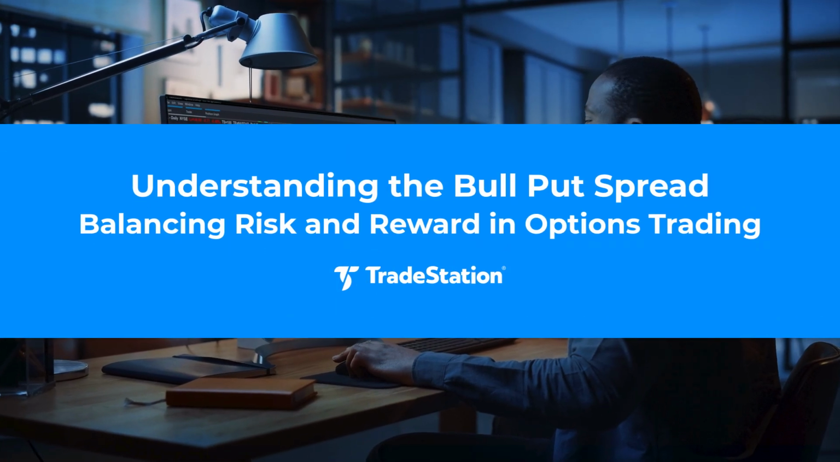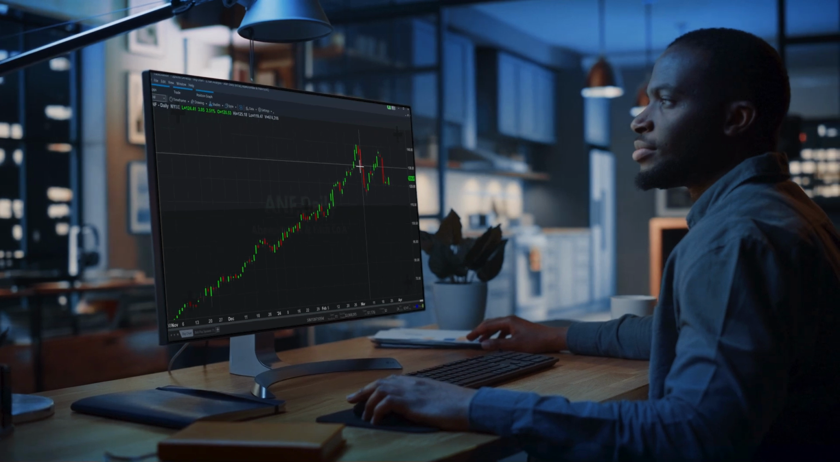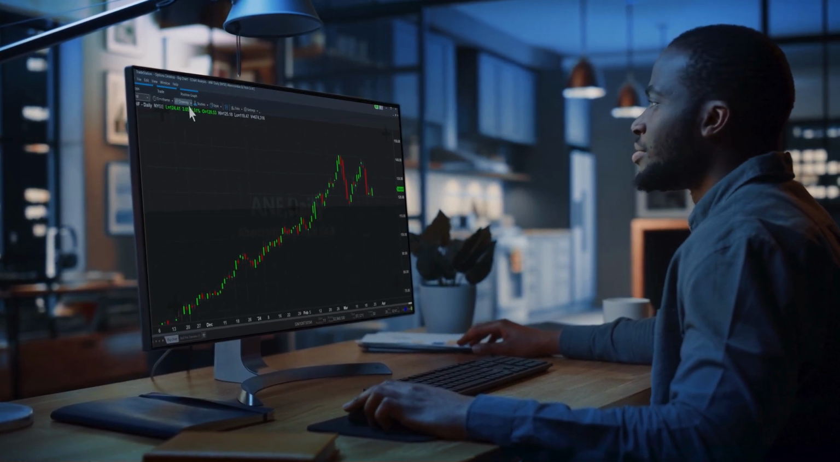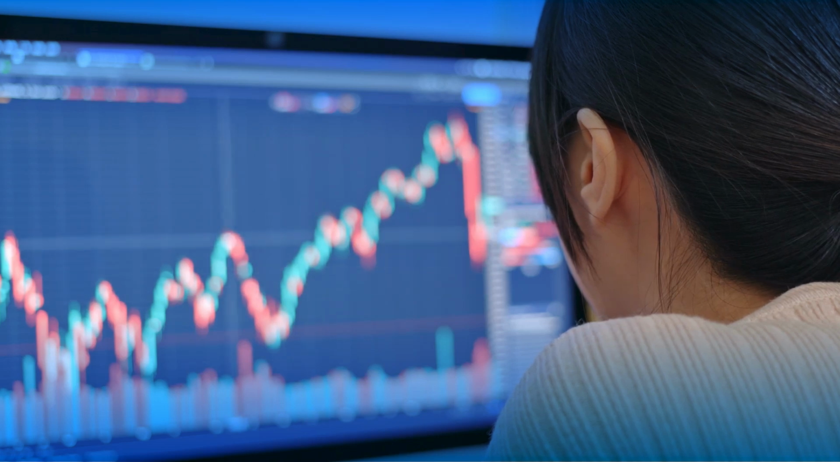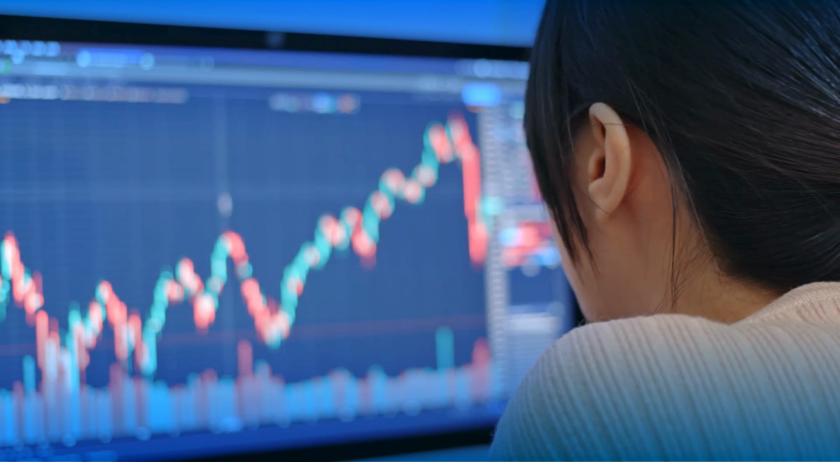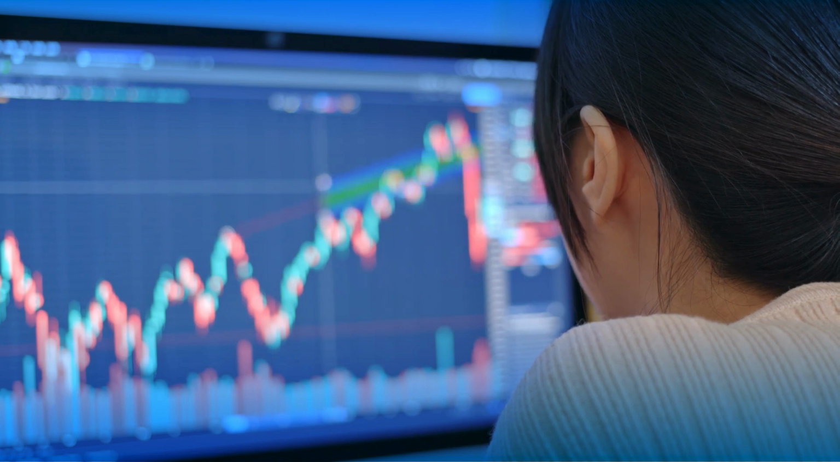Understanding the bull-put spread, balancing risk and reward in options trading. Picture this. You're an options trader who is bullish on a stock, but unsure how far or how fast the price will move. You also want to minimize potential losses. Enter the bull-put spread strategy.